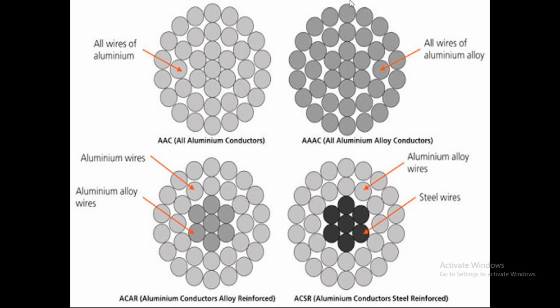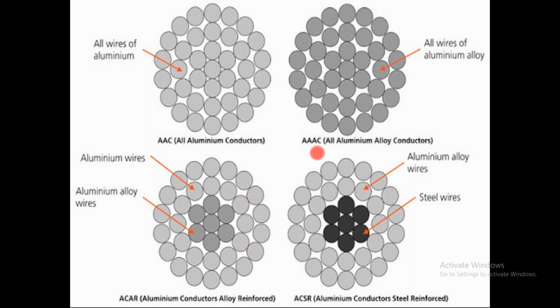You already know that the conductor is designed with different layers, and after that it is wound up, right? In this one, all wires are aluminum, so the entire conductor belongs to aluminum. That is why it is called AAC, all aluminum conductor. You may get abbreviation questions also. What is the abbreviation of AAC?